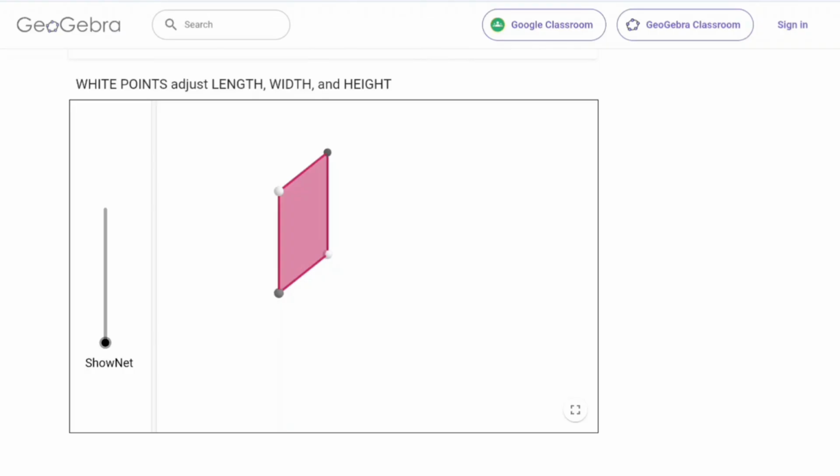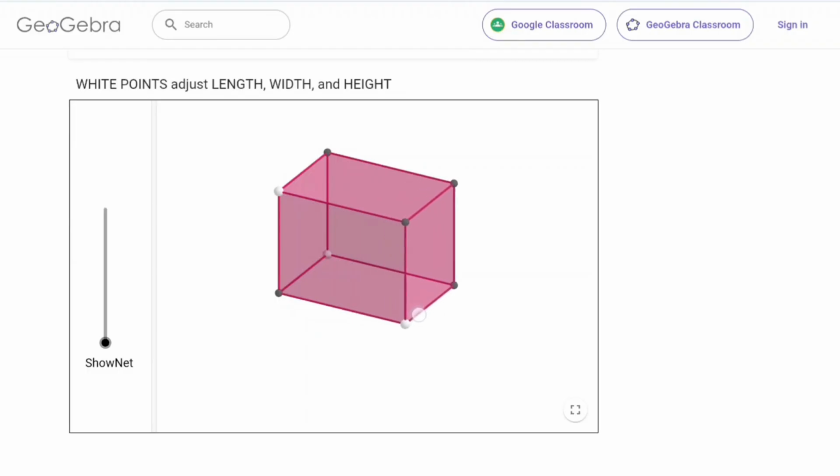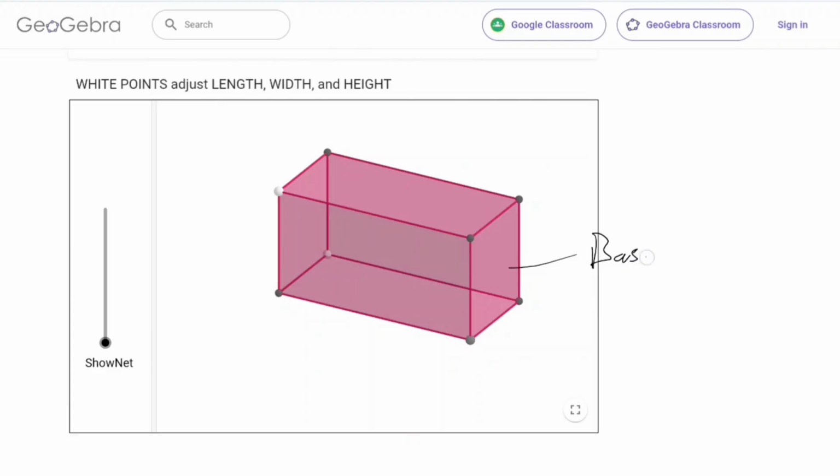A prism is a 3D shape that is formed by taking a 2D shape and stretching it straight out. For example, we start with one rectangle. When we stretch that rectangle out, that rectangle makes a prism, and it creates two identical rectangles. And these rectangles are what we call the bases. These are the bases.